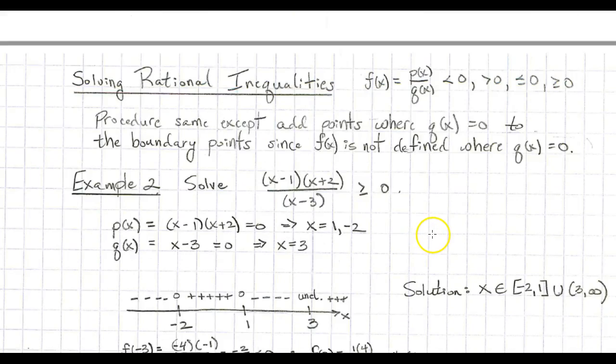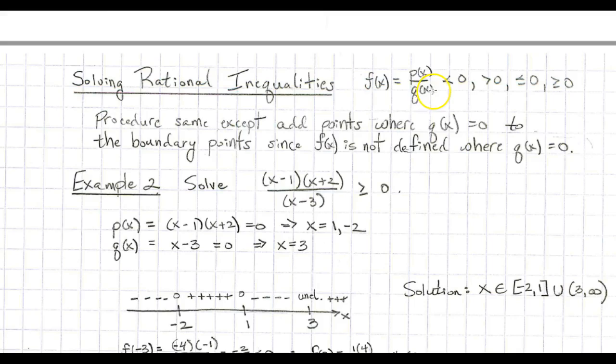All right, what about rational inequalities? How is this different? Well, now my function is not just a polynomial, but a rational function, which is a polynomial divided by a polynomial. And again, I'm looking at less than 0, greater than 0, less than or equal to 0, or greater than or equal to 0. And the procedure is the same, except we have to add points where q of x equals 0 to the boundary points, because you can't have those in the solution, right?